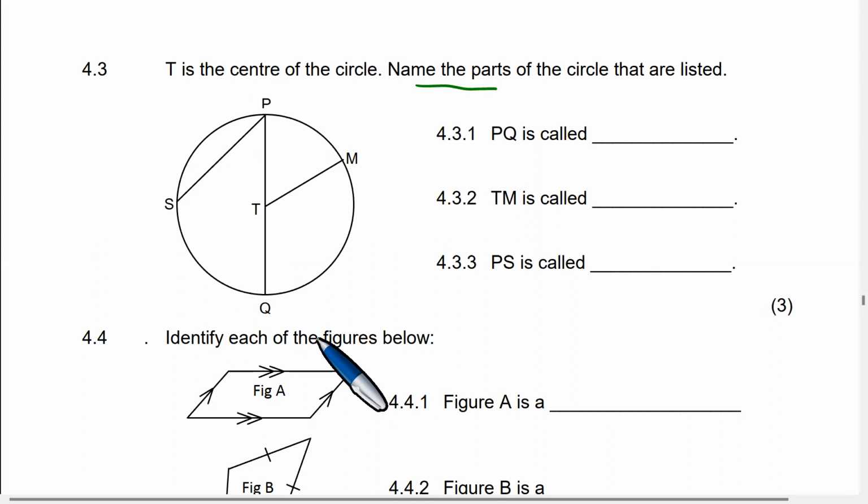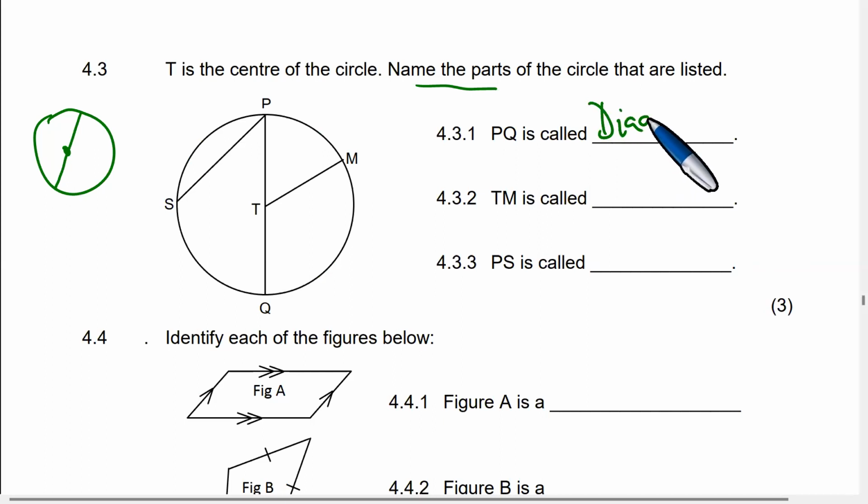What do you call the line that passes through the center of a circle? It is called a diameter. The diameter is the straight line that passes through the center, because T is the center. And the line that passes through the center is called the diameter. What is TM called?